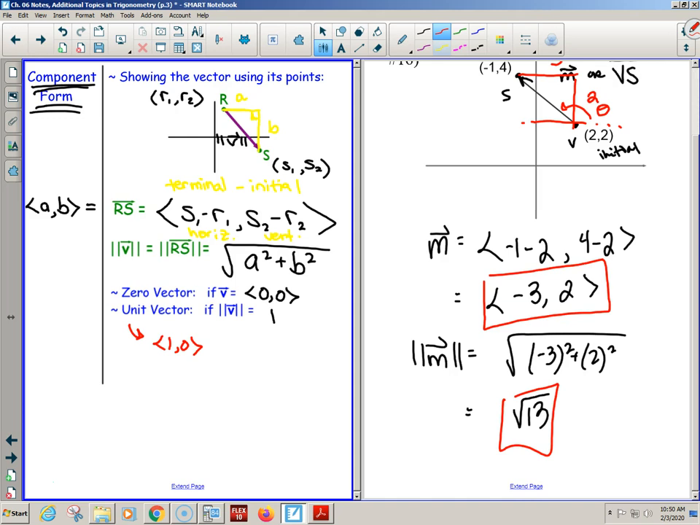Yeah, 1. Because when I do a squared plus b squared, what's 1 squared plus 0? Square root of 1 is 1. What would be the magnitude of this guy? He'd be 1 too, right? What would be the magnitude of... Ooh, hold on, I have to think for a second on this one.